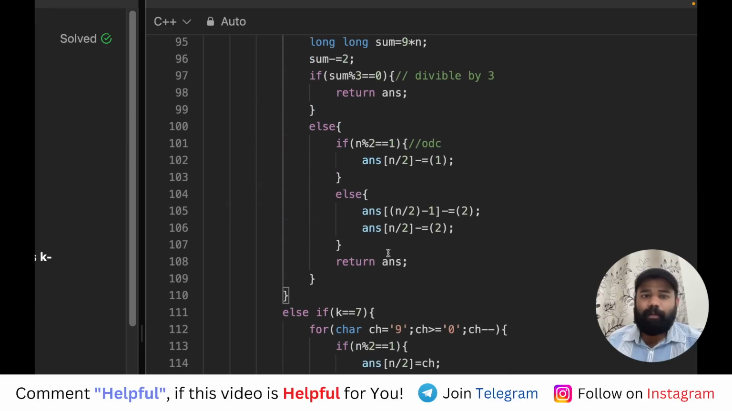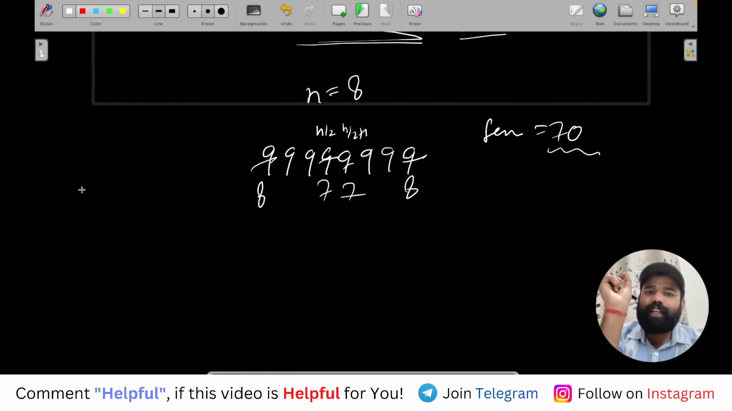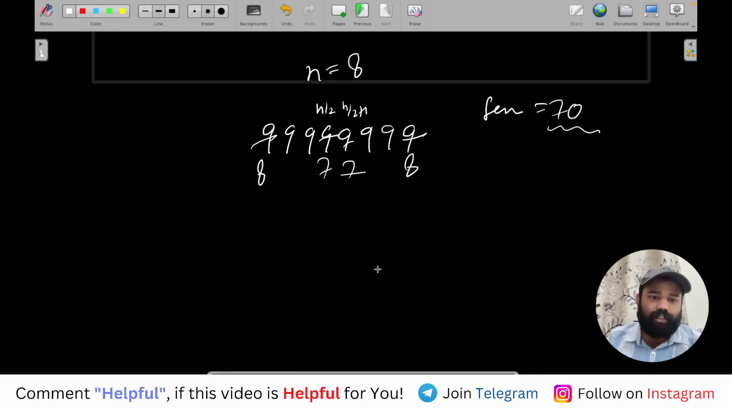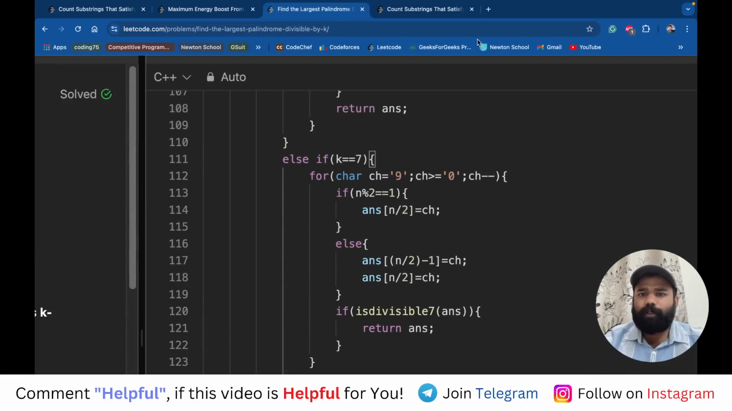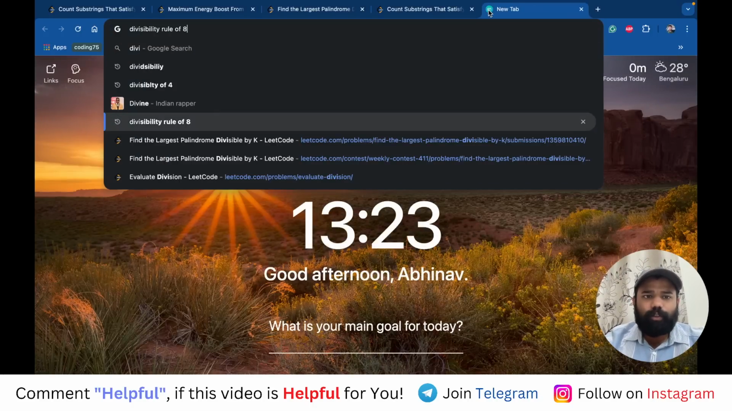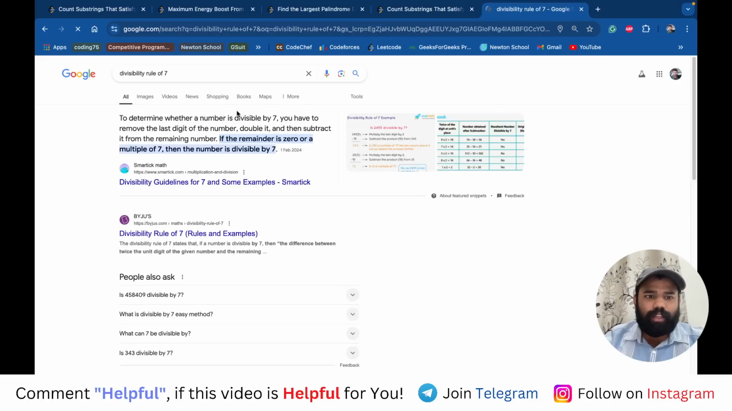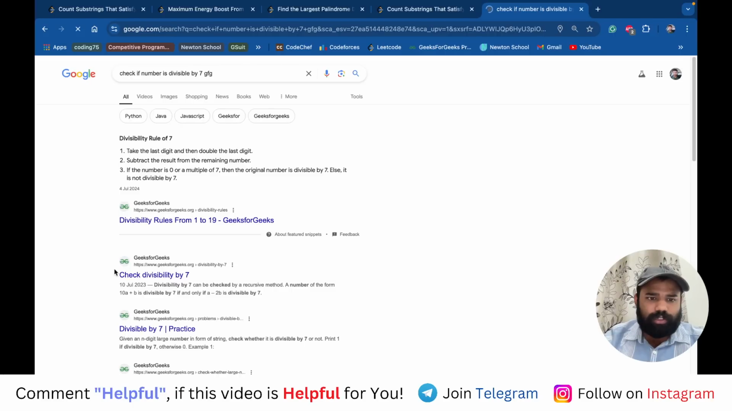Okay. Amazing. Amazing. Now guys, finally the case of 7. A very interesting case. By the way guys, first of all, let me tell you how we can check whether a number is divisible by 7. For 7, it's having a very weird rule. I saw a GeeksforGeeks article, divisibility rule of 7. Okay. So I saw an article actually.